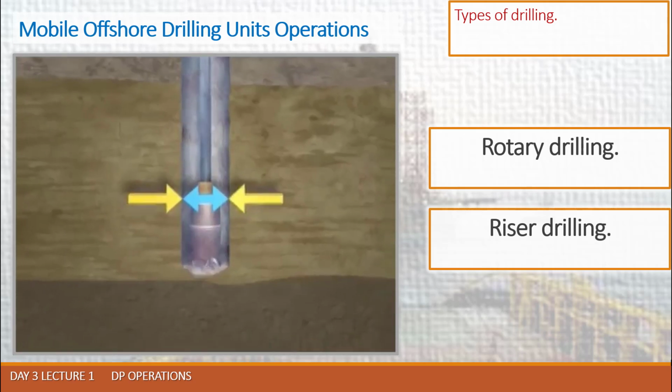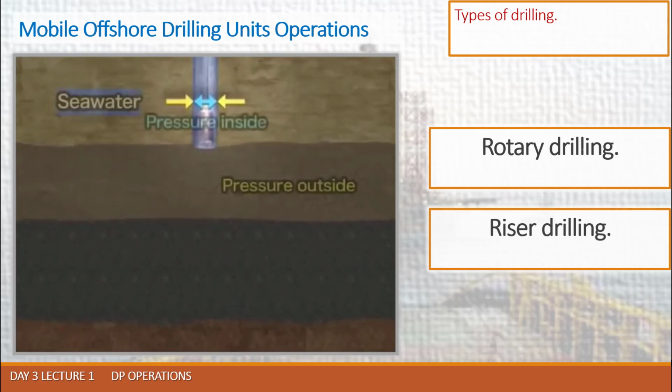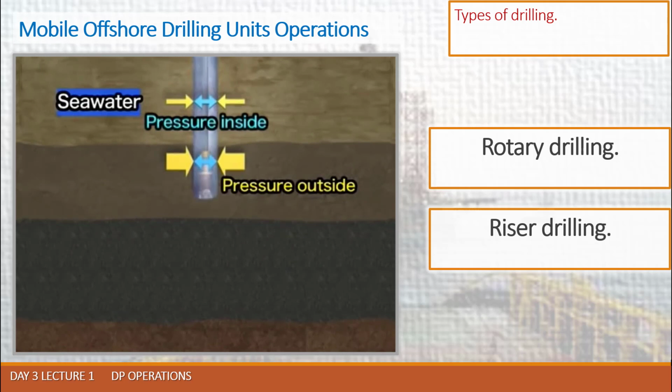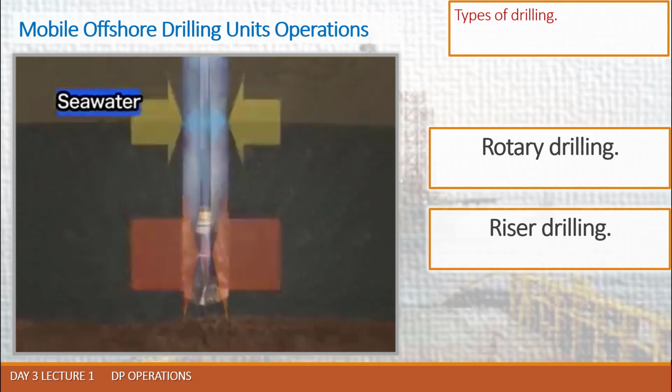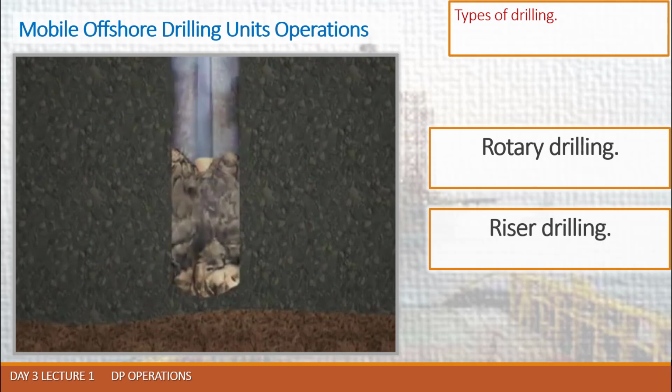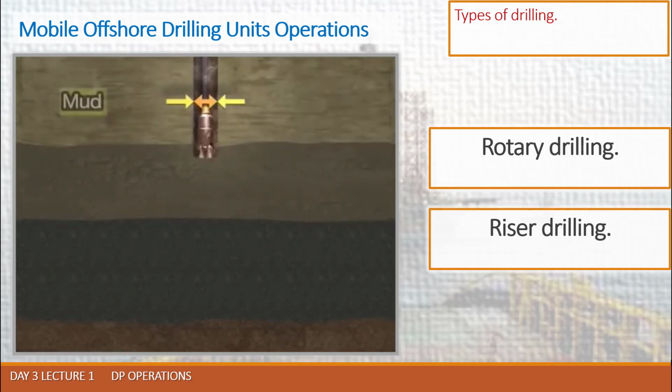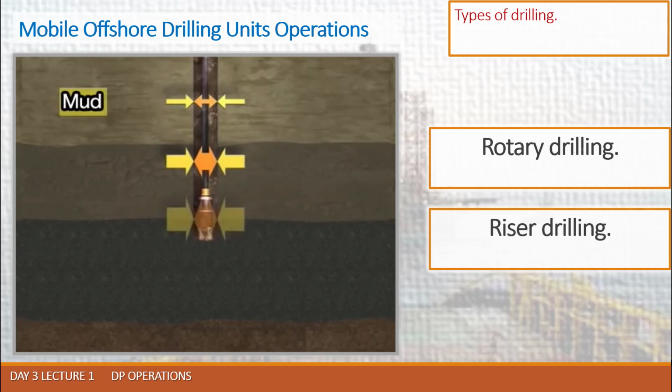Also, with the increase in pressure at greater depths, the formation pressure becomes much greater than the pressure in the hole filled with seawater. The hole will collapse if a certain differential pressure between the outside and the inside of the hole is reached. Mud has a higher density than water, therefore the pressure inside the hole remains higher, and the hole will not cave in, allowing deeper drilling.